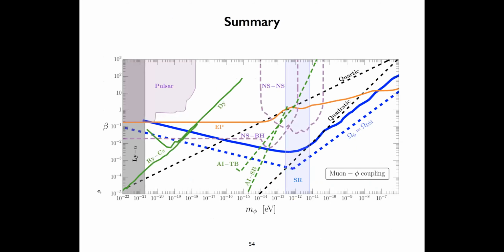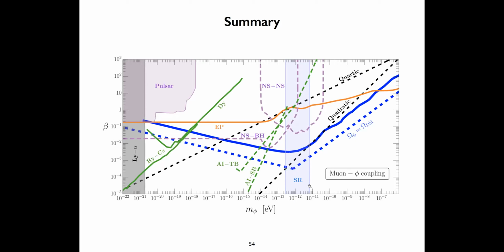Okay, so putting everything together, we have this parameter space, and it's a pretty interesting parameter space. There's a wide range of different experimental and observational probes. There is some potential, particularly from atomic clocks and atom interferometry experiments, to probe new regions of parameter space. Some new ideas are needed over here. How can we dig into this parameter space in this model?